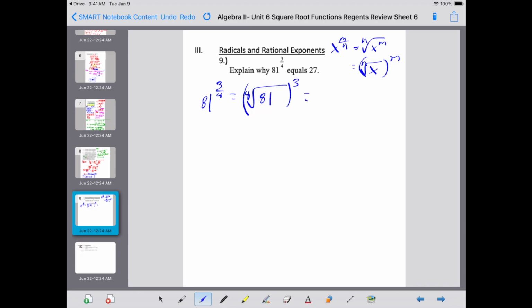So, the fourth root of 81. Fourth roots are easy. All you have to do, take the square root and then the square root again. So, square root of 81, 9. Square root of 9, 3. So now we have 3 to the third power. 3 times 3, 9. 9 times 3, 27. We just proved it. Okay. Excellent.